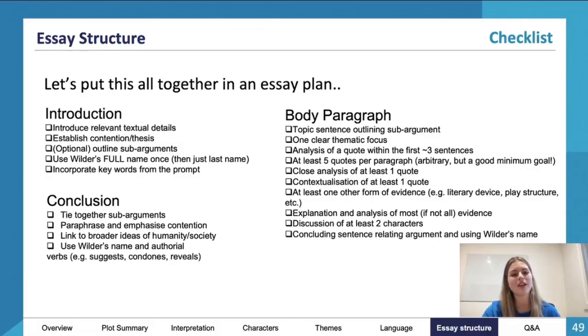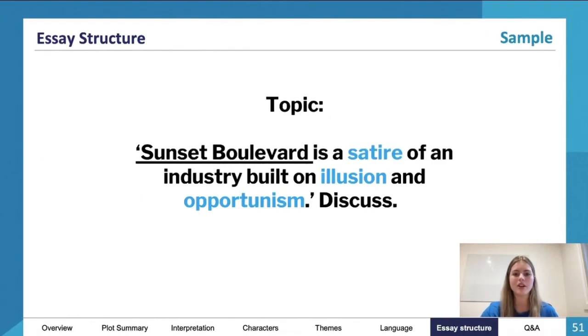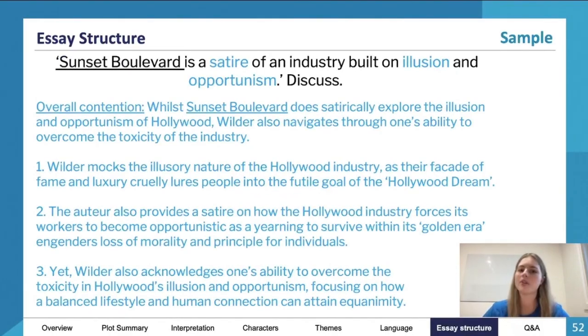There you go. Perfect. So here's a sample outline. Sunset Boulevard is a satire of an industry built on illusion and opportunism. Discuss. This is just something that I've pulled together. Feel free to pause and read it, but here is a contention I've developed when looking at this topic. Whilst Sunset Boulevard does satirically explore the illusion and opportunism of Hollywood, Wilder also navigates through one's ability to overcome the toxicity of the industry.